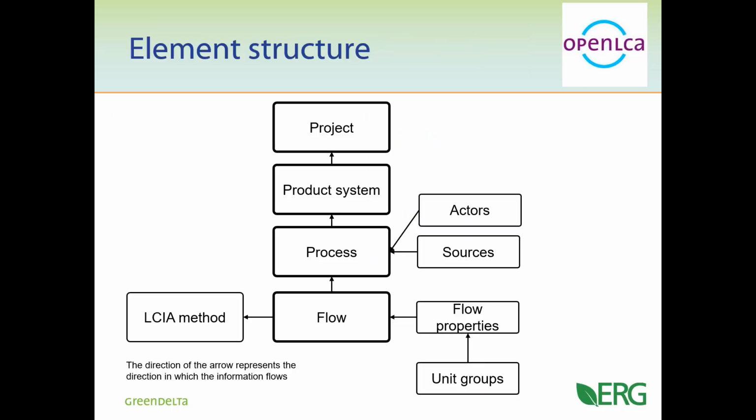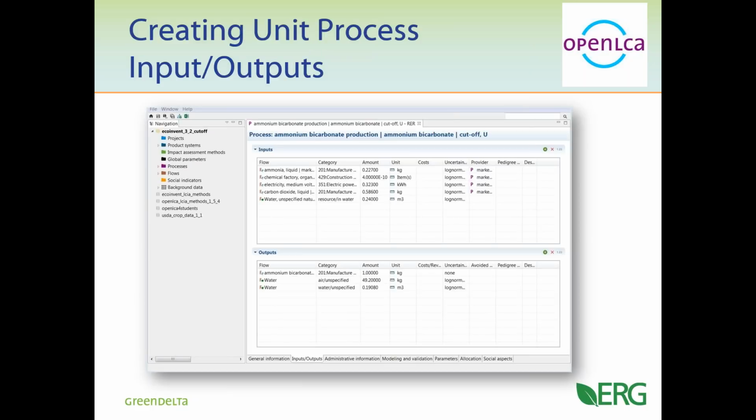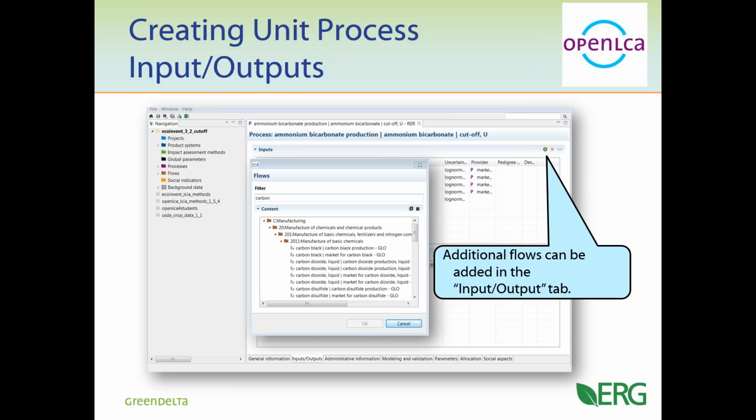This diagram shows the general structure of the openLCA elements I just described. Processes are built from flows, product systems are networks of combined processes, and a project compares results across product systems. Here is an example of a process in openLCA. Inputs and outputs for each process can be added by clicking the green plus button here.